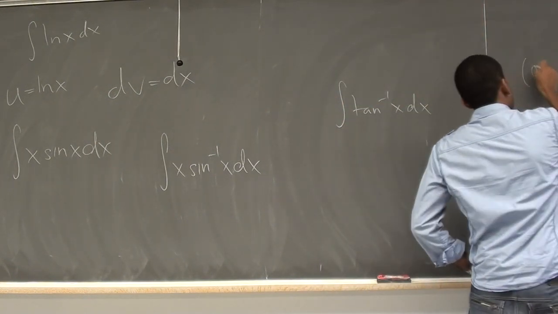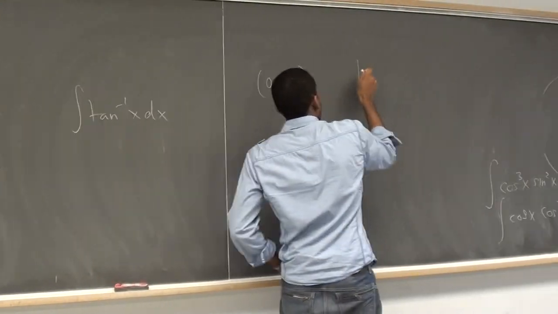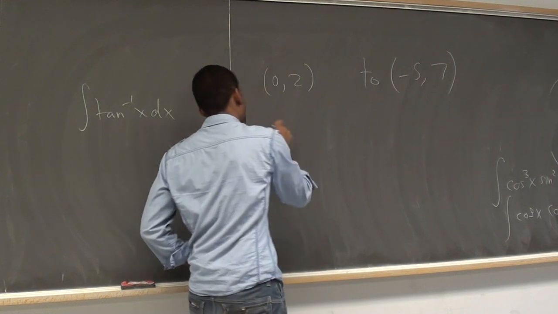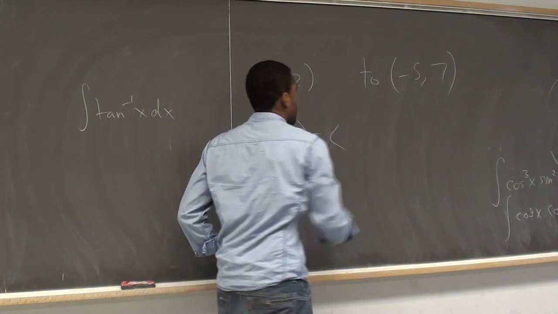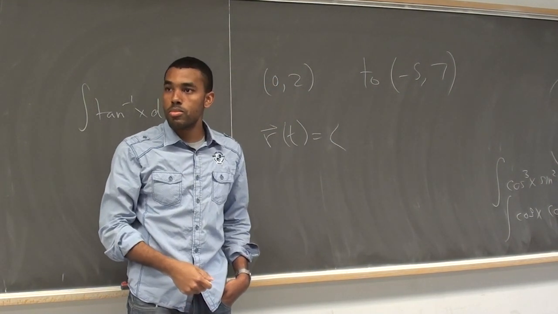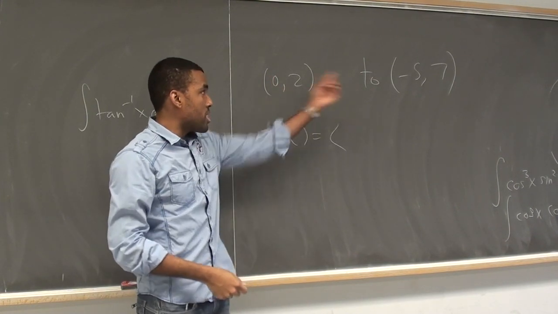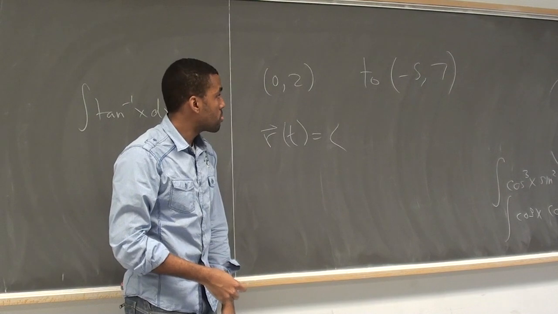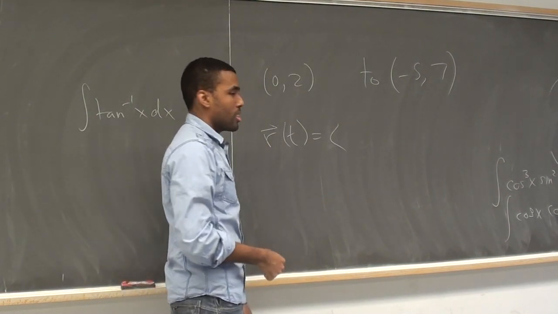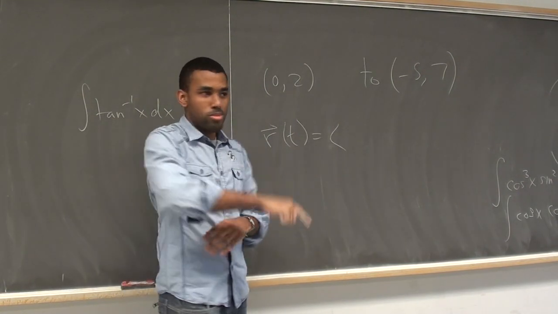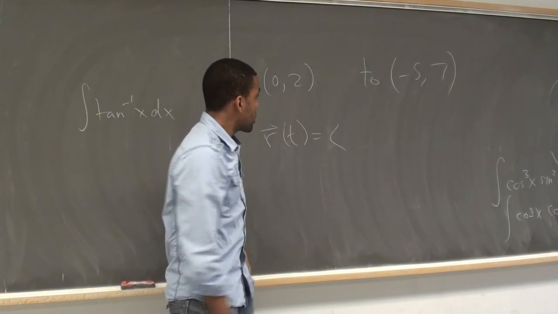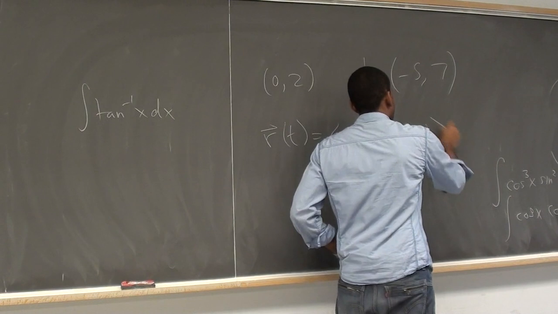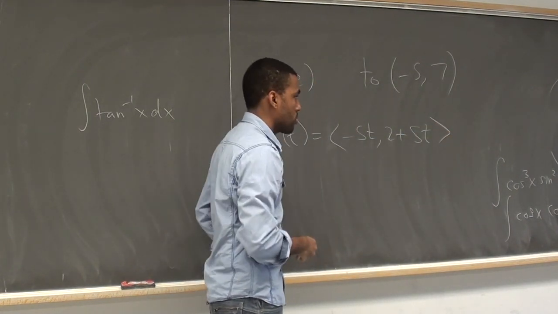Okay, I have a straight line from 0 to minus 5 comma 7. How do I parameterize that? With time? What is it? Straight line from here to here. What's the parameter? One person at a time. Quiet, everyone. What are the limits on your t?